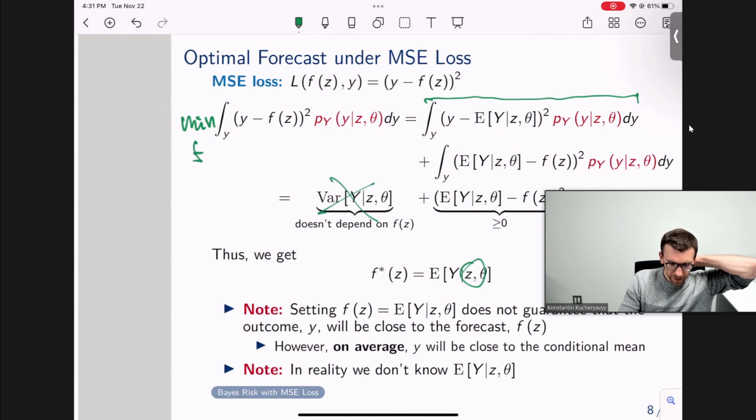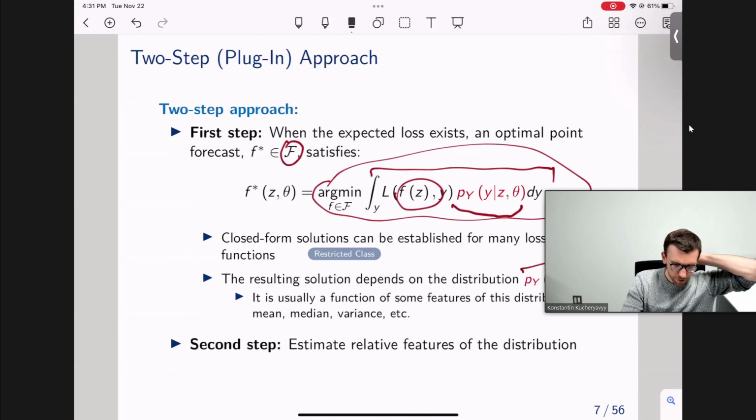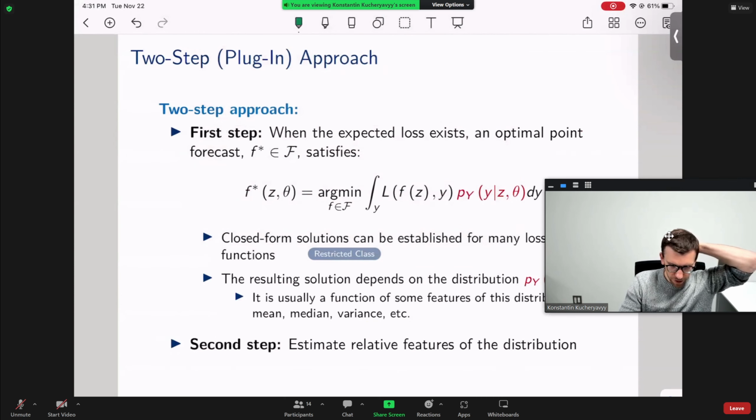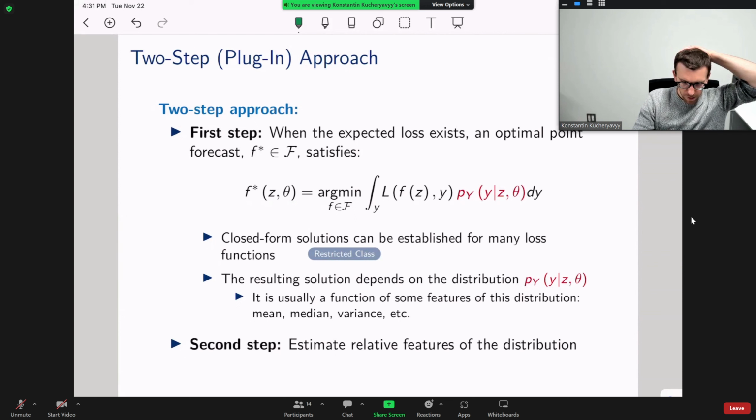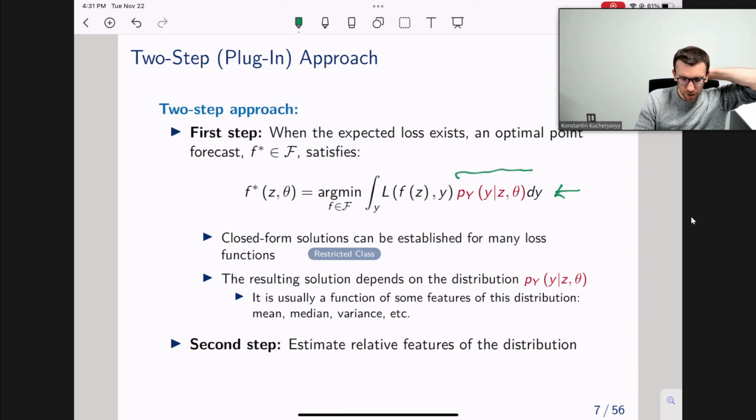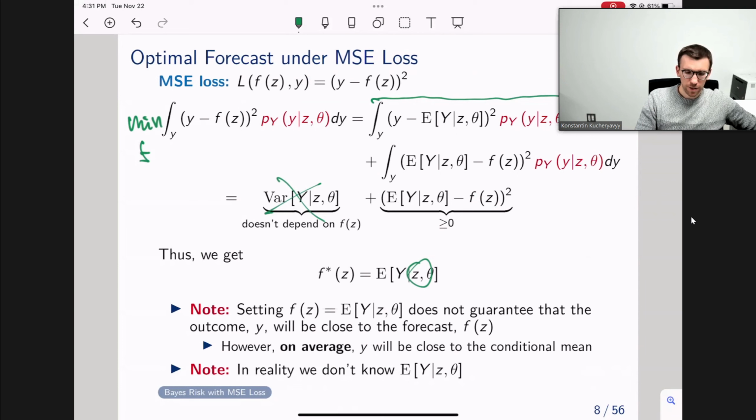Now let us go back. That is our first step. This is the step where we minimized this guy for a specific loss function without even knowing this. We still didn't know this, and we didn't make any assumptions. The only assumption that we made was that the loss function is quadratic. And that allowed us to derive the first step, the optimal decision rule in a population.